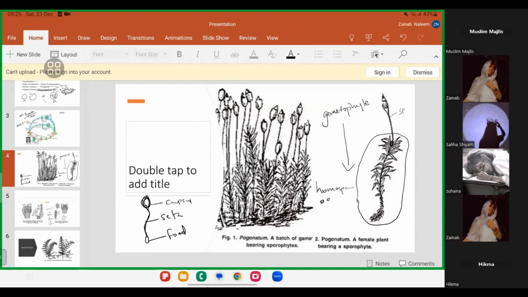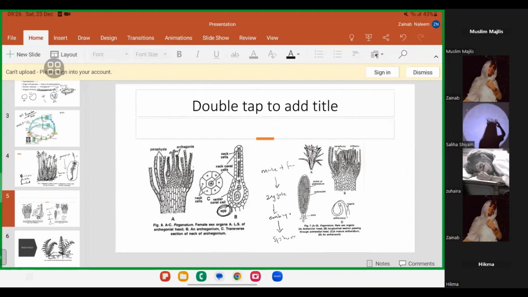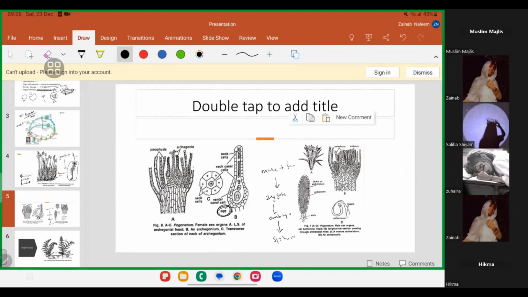So the dominant plant is the gametophyte. It has the rhizoid, stem and leaves. It is photosynthetic and it is dominant. In the gametophyte, you have male and female sex organs. In the male, we call it antheridia. In the female, we call it archegonia. They produce the gametes, male and female. The male gamete is called the sperm, which is flagellated and can swim. The female gamete is called the egg or ovum. It cannot be released, it is retained in the archegonium.